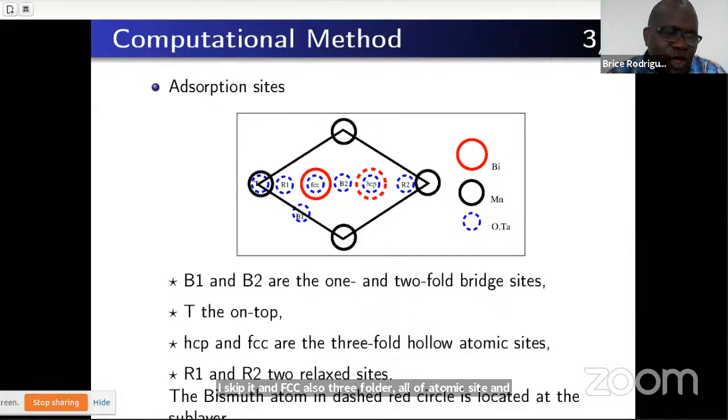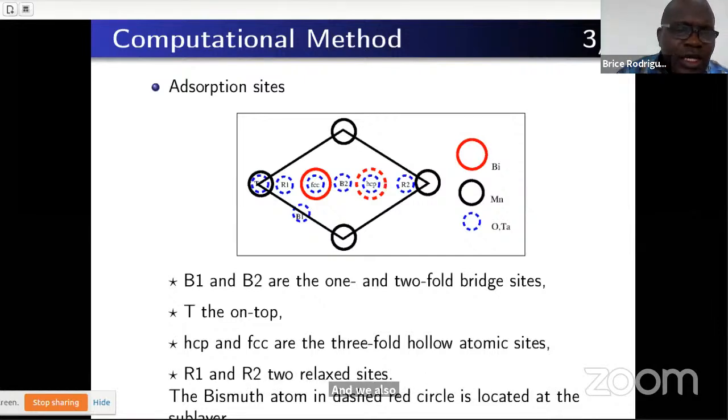And we also consider 2 relaxed sites, R1 and R2. This is to prevent the oxidation effect. The bismuth atom in the dashed red circle is located at the sublayer.